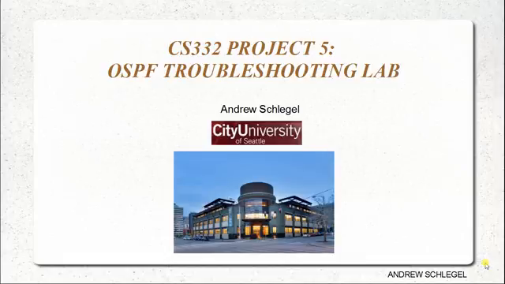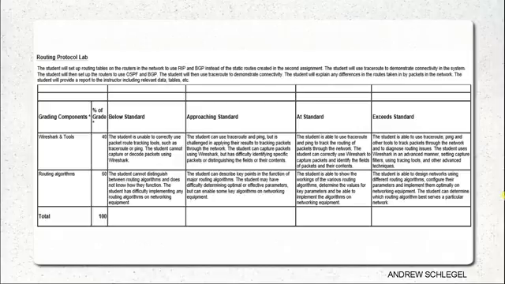Okay, this is Andrew, and this is CS332 project number 5. This is going to be the OSPF troubleshooting lab. Now, if you read the rubrics here, you can see that this is going to be RIP with BGP and OSPF with BGP.